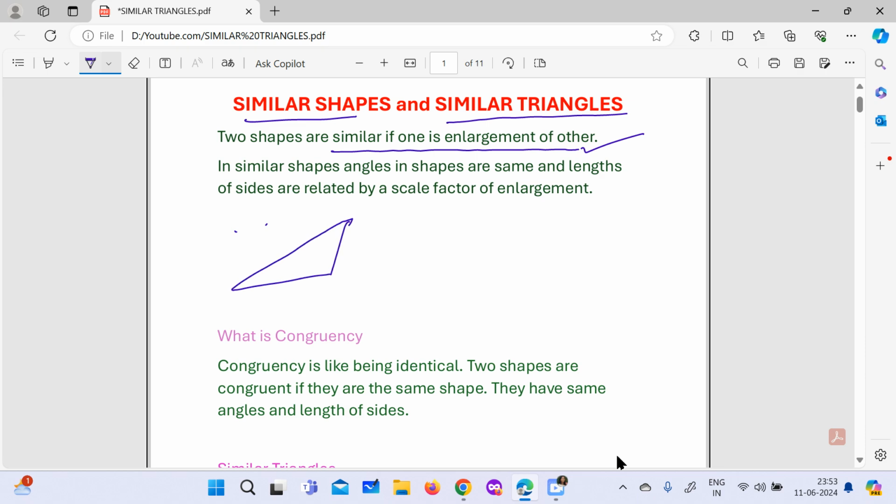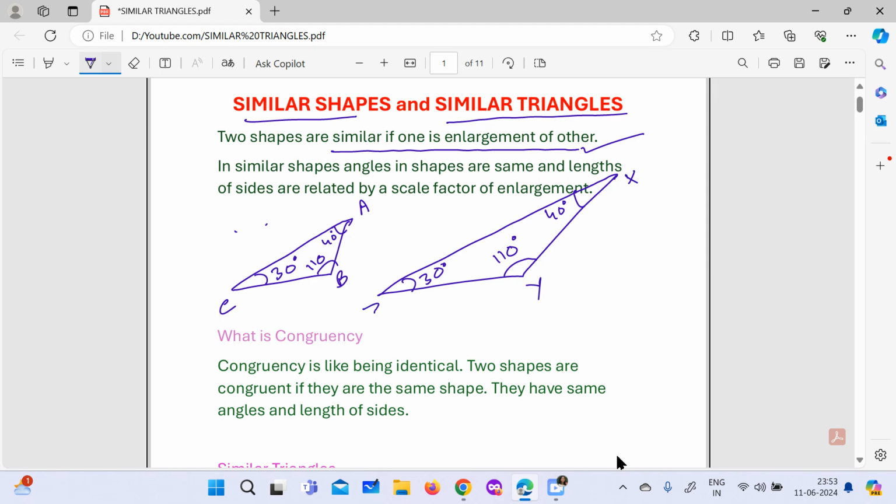Okay, so I'll draw two triangles. Let me mark this one as 30 degrees, and this one as 30 degrees. This one is 40 degrees, and this is also 40 degrees. Then I'll mark this one as 110 and this as 110 degrees. So you can see that here I have two triangles, ABC and XYZ. Now I will mark the lengths of the sides as well.